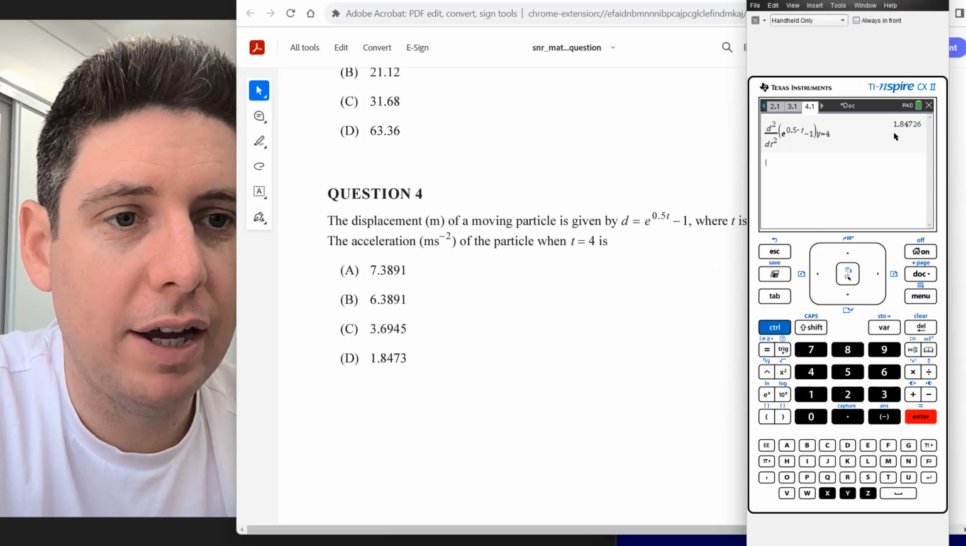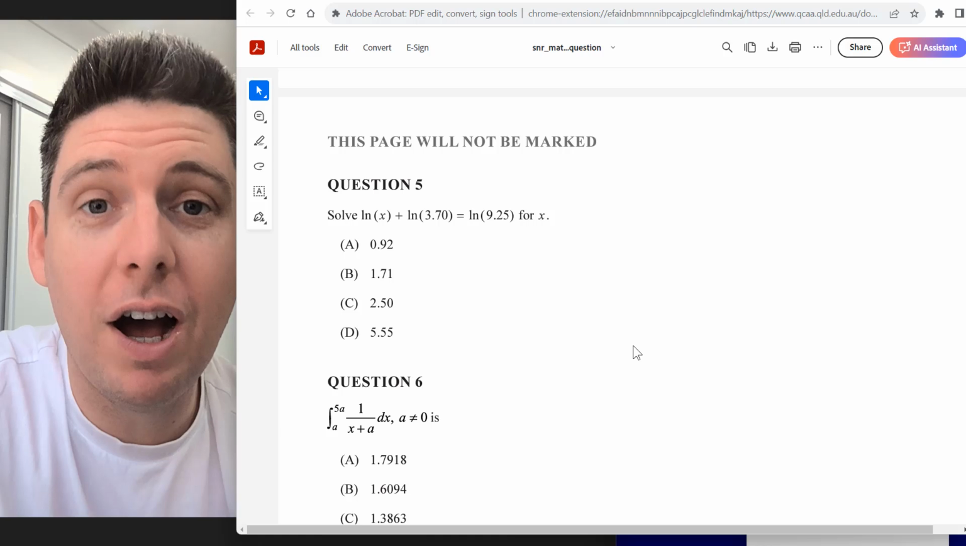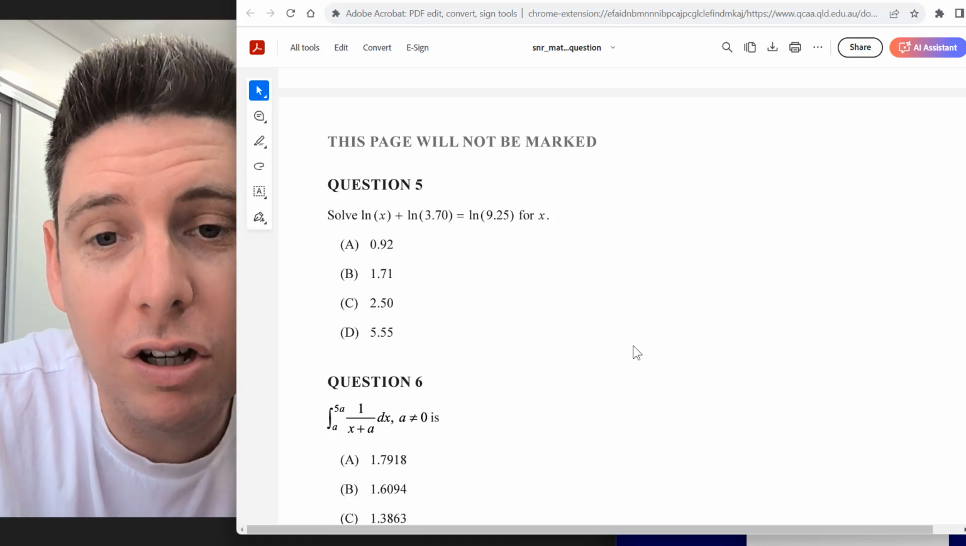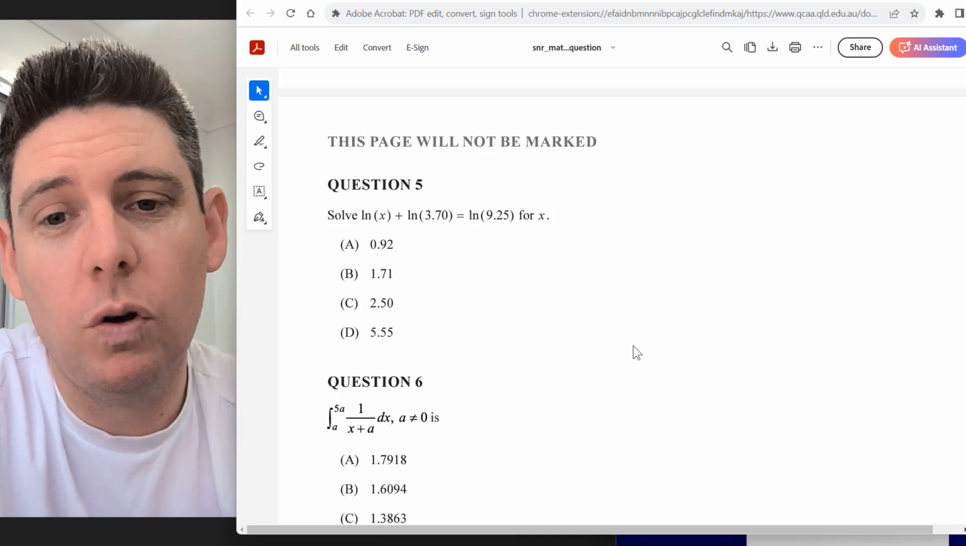And so that's our answer, 4D. All right, question 5, here we go. Log questions, everyone's favorite. Hopefully you know your log laws.